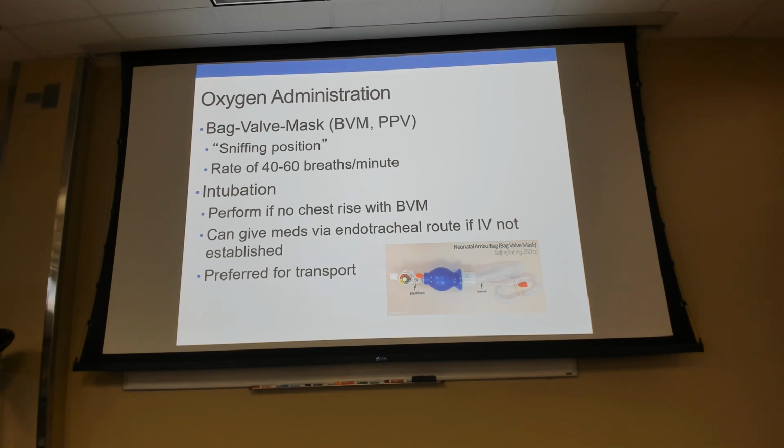You're just trying to get that chest rise. So what would you do then if you can't get the chest rise? There's no clinical improvement. That's when you start thinking, I need to intubate this little guy or gal, right? So if you can't get chest rise with a non-invasive airway, or you need to give medications via an endotracheal tube, we'll talk about which ones you can give.